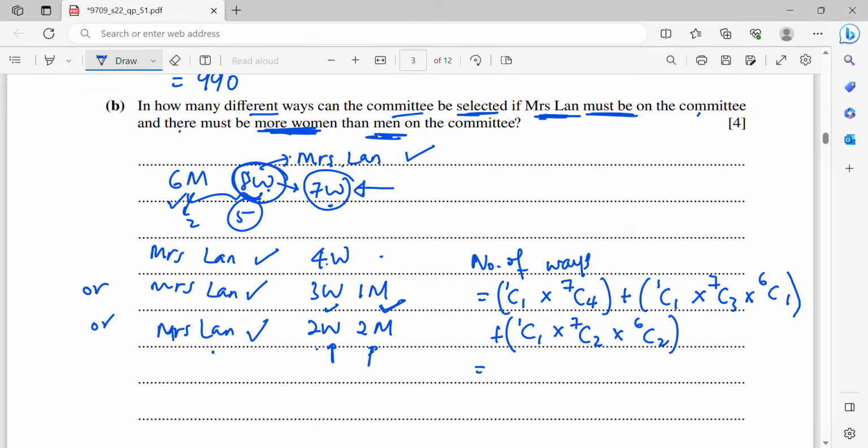Right? So the first value is going to be 315. Then the second bracket is 210. And then the last bracket is 315. So the total is 560. So these are the ways to choose a committee. With the condition, Mrs. Lan must be in the committee and there will be more women than men.